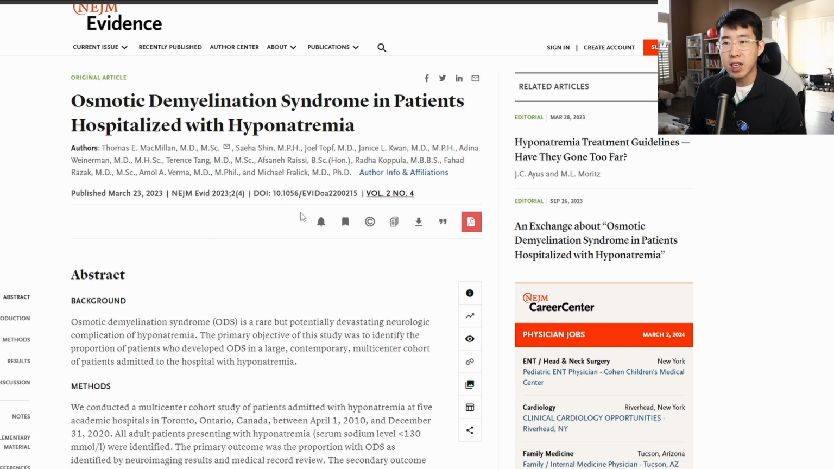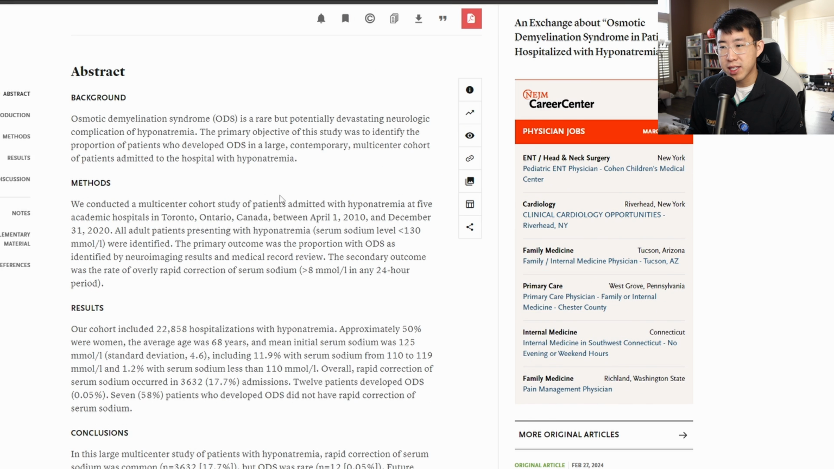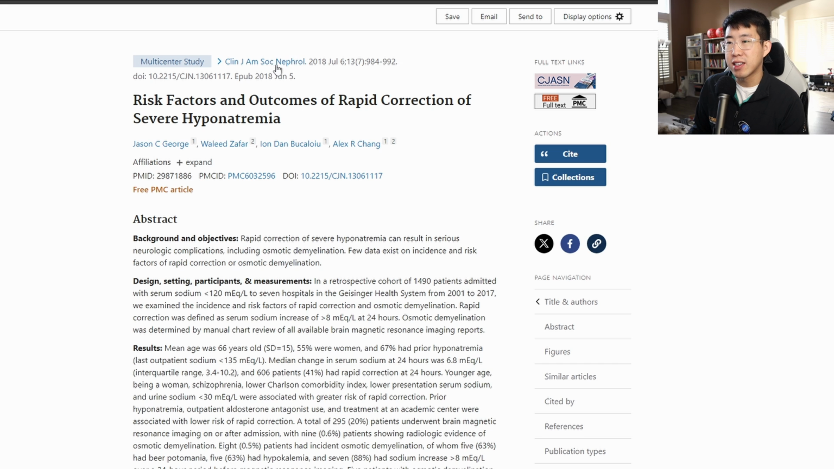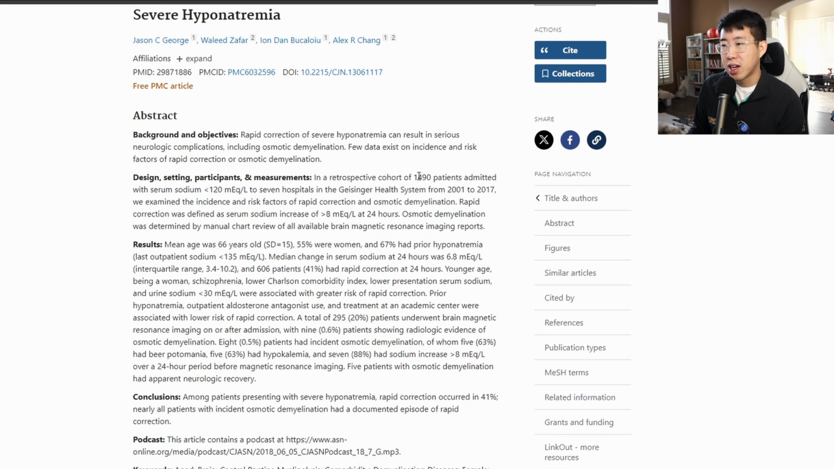In this study, also published in the New England Journal of Medicine, out of 22,800 patients, 12 patients developed osmotic demyelination syndrome, 0.05%, and 7 of these patients, or 58%, did not have rapid correction of sodium. This article here in the Society of Nephrology journal looked at 1,490 patients, another retrospective cohort study.